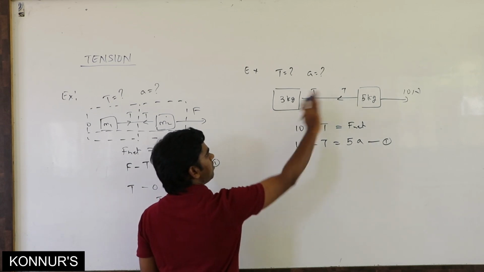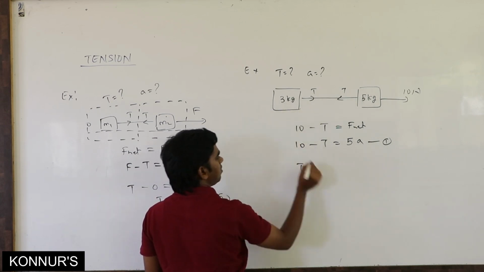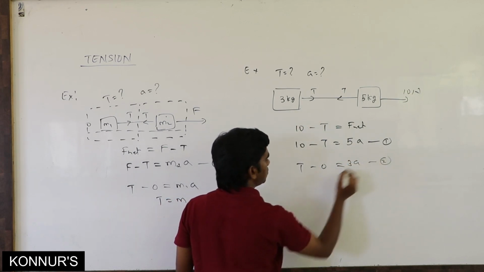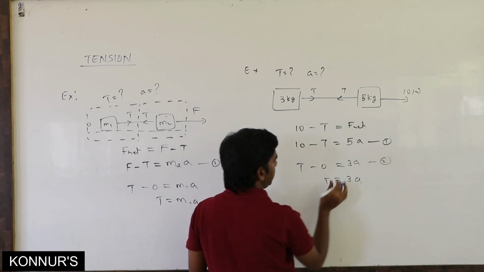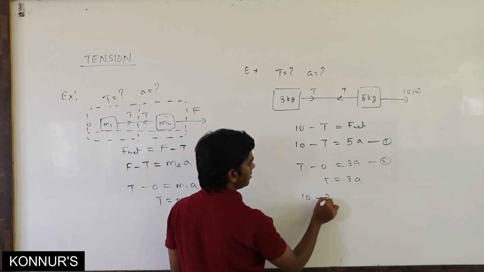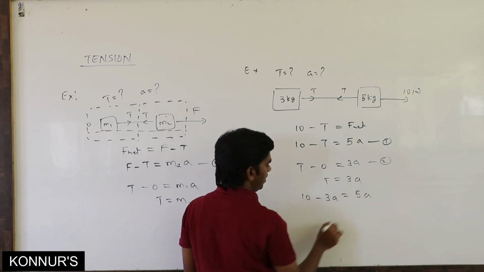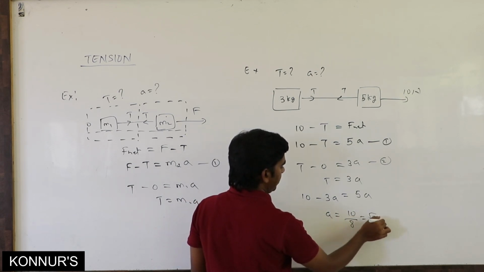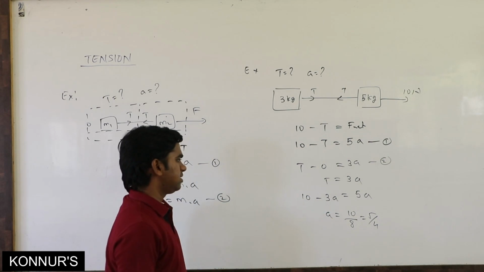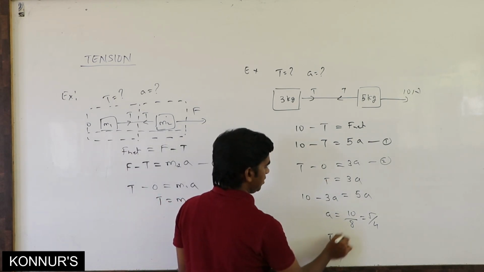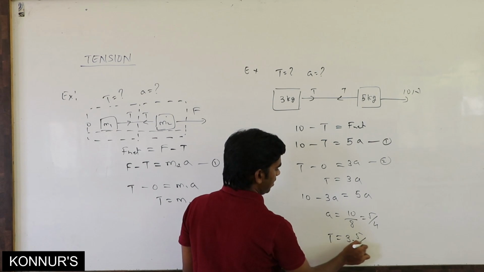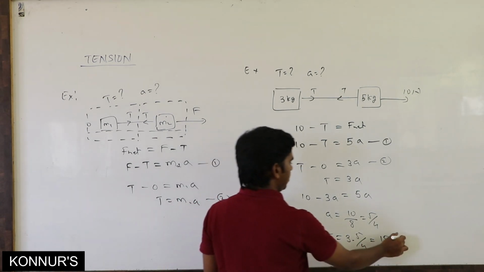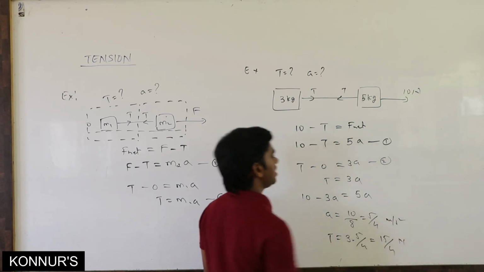Here, what is the forward force? T. What is the backward force? Nothing is there, so 0. So mass into acceleration. So what you got? T equals 3a. Substitute 3a here. 10 minus 3a equals 5a. So acceleration is 10 divided by 8, that is 5 by 4. If you got the acceleration, you can substitute here. Tension equals 3 into 5 by 4. So you will get 15 divided by 4 Newton as the tension, and the acceleration is in meter per second square.